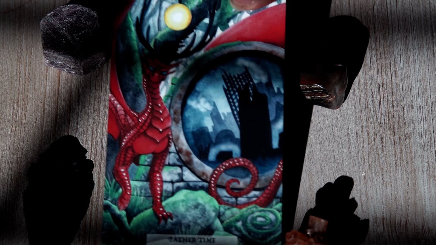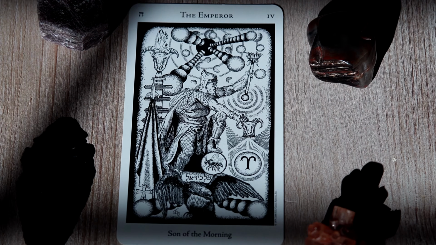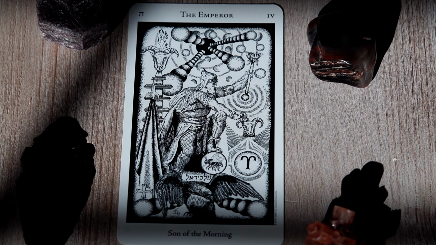So I love on the 78 Tarot Ecological how it has this dragon and it says Father Time at the bottom. And when you look through this portal that he's presenting to you, you see the future. You see that there's a city that's in ruins, and that is really giving you the option to make a choice. And I really love on the Hermetic Tarot how it takes this a step further.